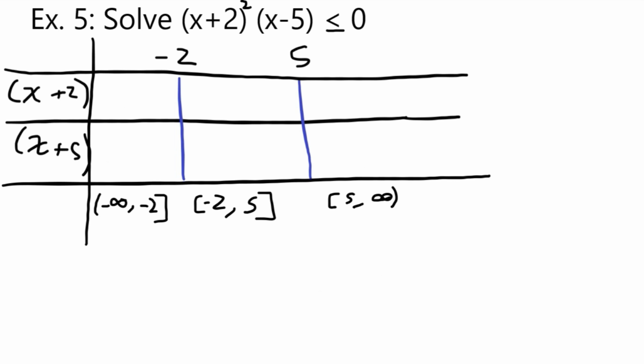So for this first interval, between -infinity and -2, just pick any number between -infinity and -2. I'm going to go with -3. It's a simple number.